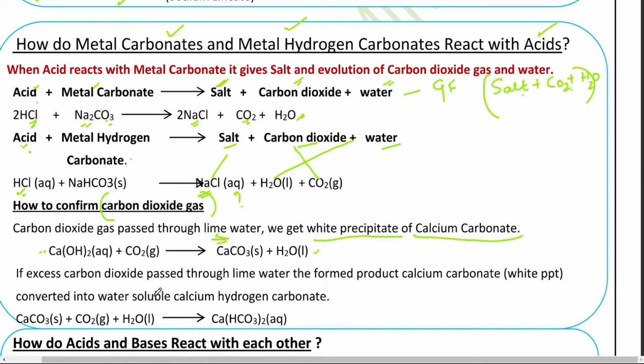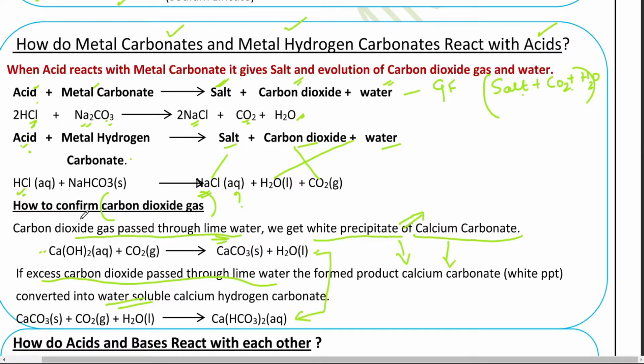Next, if excess carbon dioxide is passed through lime water, the formed product calcium carbonate, the white precipitate, is converted into water soluble calcium hydrogen carbonate. Now this is in the limited form. Now the same thing if it is excessively passed through the lime water. Understand this. This is just carbon dioxide passing as gas to the lime water. But if excess carbon dioxide is passed to the lime water, the formed product, calcium carbonate, the white precipitate, is converted into the water soluble calcium hydrogen carbonate. So there is a difference in this.